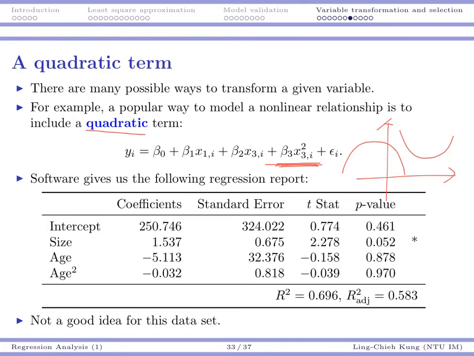So we can see that, okay, well, indeed R square is good because we have more variables, but adjusted R square is actually worse. Plus, variables are not significant. We have no evidence that age and age square have impact on the house price. Okay, so given that, this is not a good idea for that particular data set.